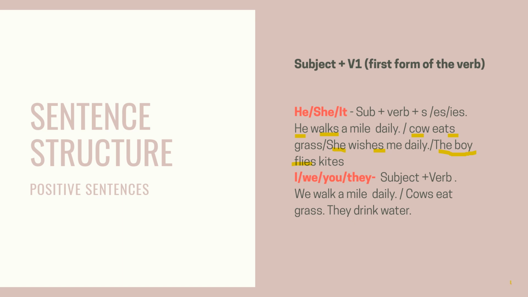But if the subject is I, we, you, they, then we just need to add the verb. In the verb, we do not add any suffixes. For example, we walk. In walk, it's just the present form of the verb. We have not suffixed it. The same way, cows, plural, verb eat. We have added just the verb eat, not suffixed it. The same way, they, third person plural, drink is the verb. We have not suffixed it with s, es or ies. This is the most important difference which you need to remember.